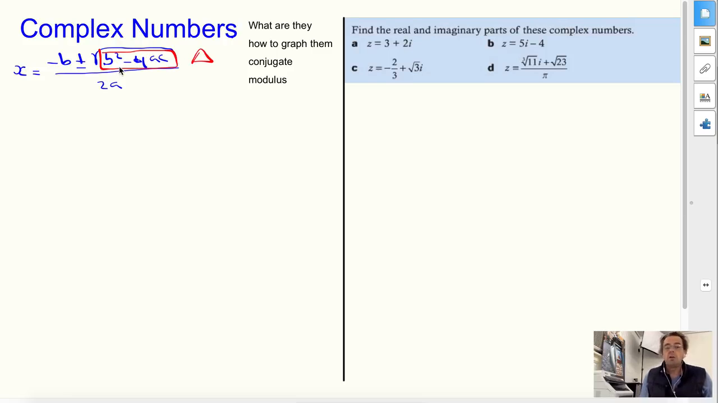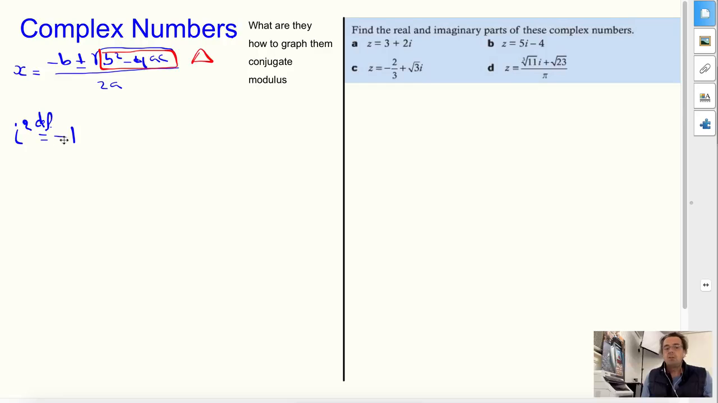But it turns out that we can find some complex roots for that quadratic if we define a new type of number. And that type of number is the complex number. And it's defined as follows. The definition is that i squared is -1. That's where it all comes from. That's a definition. It's just how it is.